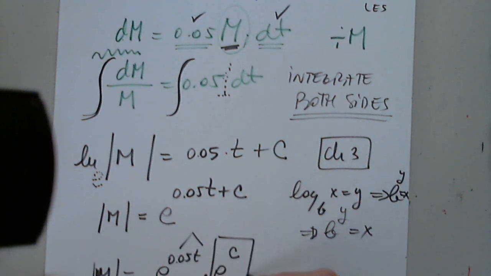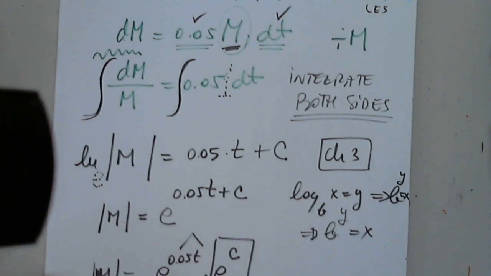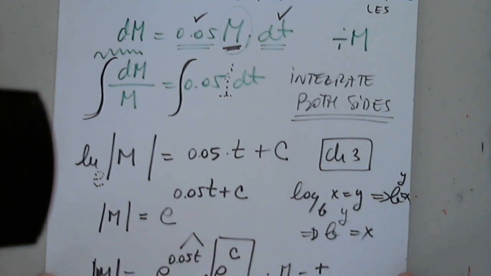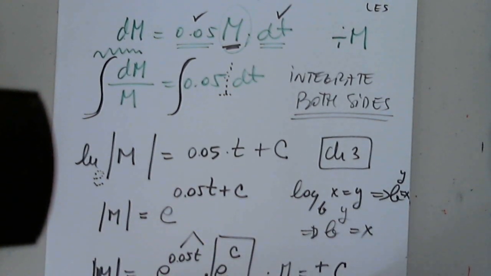This is considered a constant. I'm not going to use c, I'm going to use c1, so it's not confused with that. So the absolute value of m equals plus or minus, because that's what the absolute value means, a constant c1 times e to 0.05t.